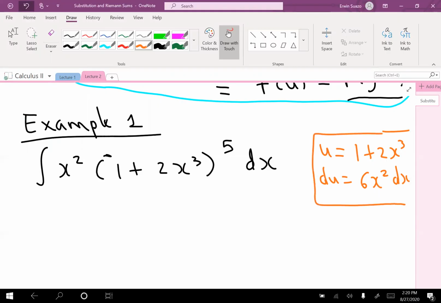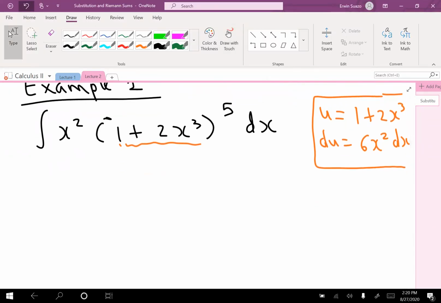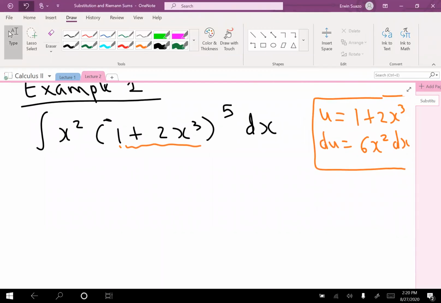Okay. So what is u? Because this is the inside function, right? I mean, you try it, and if it doesn't work, you change it. But after doing it several times, you are really good at this. So you get du equals, and now we have the integral. Here is 1 plus 2x cubed to the 5. So instead of 1 plus 2x cubed to the 5, what should I write?